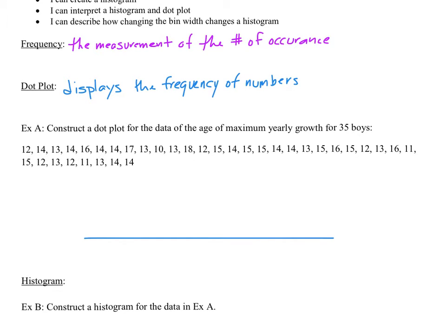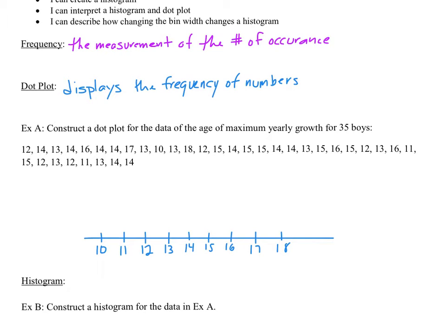Ooh, that was nice and straight. And then I find the lowest, and the lowest is 10. And then the highest looks like 18. So I just want to create a number line up to 18. All right, I didn't space those last ones out very well. Okay, good enough. So we just go through and see how many times, like how many 10s are there?